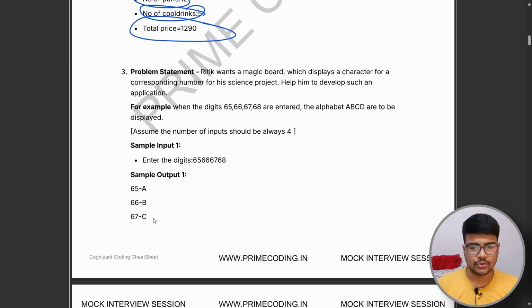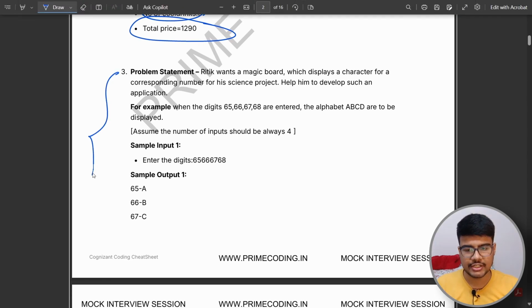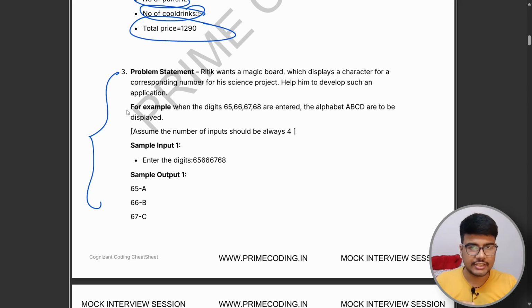So yes, as you can see, the thing that I recognized after creating the sheet is, I have created a TCS as well as a Capgemini coding sheet. What I feel here is, the questions were very easy, but they changed the output format.